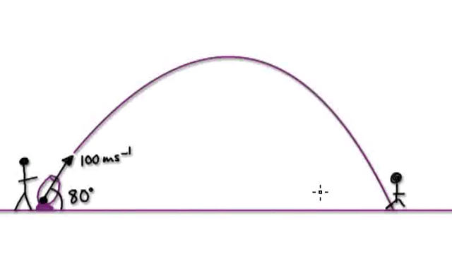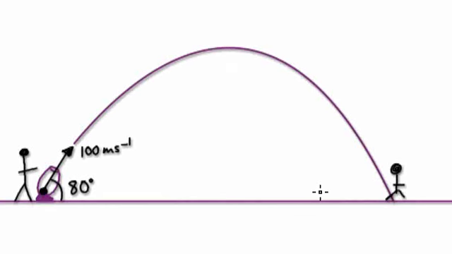In the previous two videos, I gave you an explanation and an example. So now it's your turn to have a go. Again, your enemy is standing 500 meters away, but this time you're going to give it more speed. You're going to fire it at 100 meters per second at an angle of 80 degrees. So it's steeper than last time and it's faster than last time. So the question is, will you be able to hit your enemy?